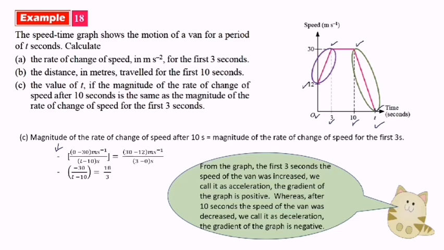So we get negative bracket negative 30 over (t minus 10) equals 18 over 3. Negative negative become positive. 30 over (t minus 10) equals 6 over 1. 30 over 6 equals (t minus 10), so 5 equals t minus 10. t minus 10 equals 5. t equals 15.